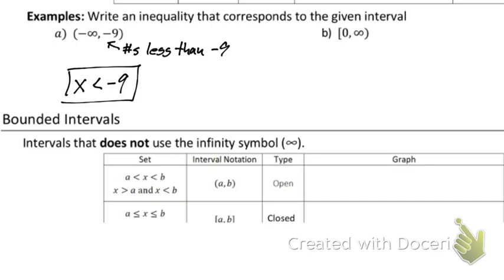Our next one, we do have a bracket. We have a bracket, and I'm looking for numbers that go to infinity. So I start at 0, and I go to infinity. So I'm looking for numbers that are greater than or equal to.